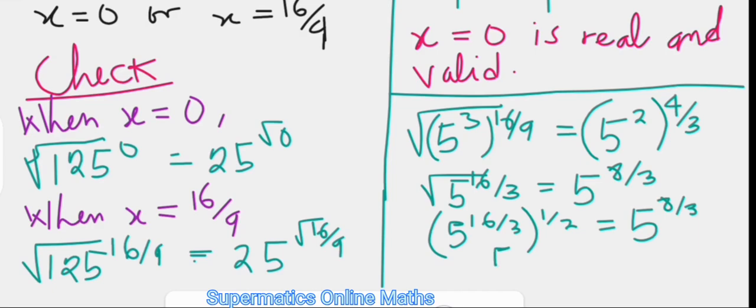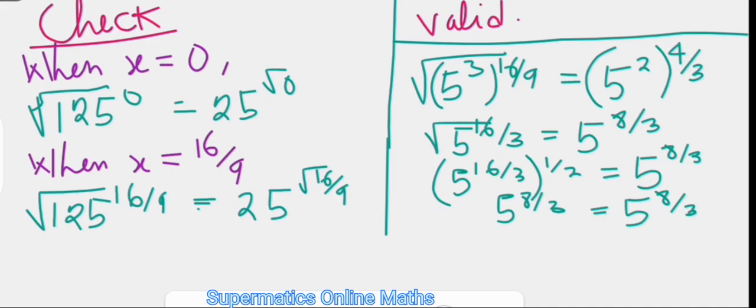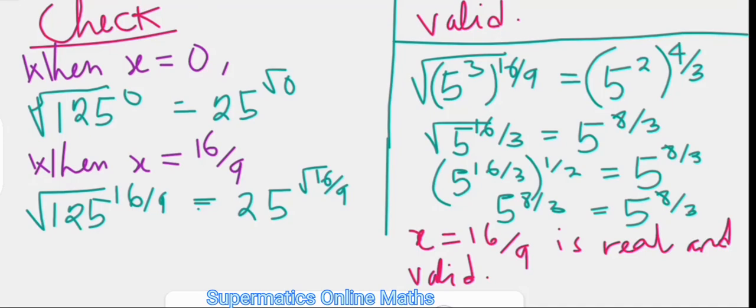So the left hand side is 5 raised to power 8 over 3, which is actually equal to the right hand side, which is also 5 raised to power 8 over 3. Meaning that x equals 16 over 9 is another real and valid solution. Therefore, we can conclude that indeed the solution to the exponential equation with radicals is 0 or 16 over 9.